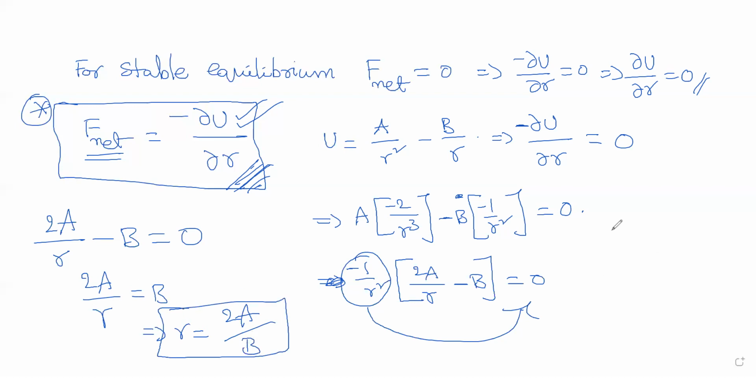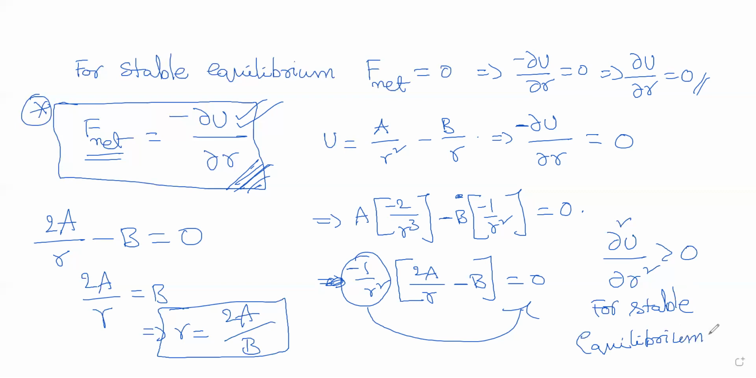Another condition is there, that is the double derivative, dou square u by dou r square. The double derivative should be greater than 0 for stable equilibrium. This is another condition for stable equilibrium. This is a concept based question, very important. So what you had to do, set the derivative to 0. That is the idea.